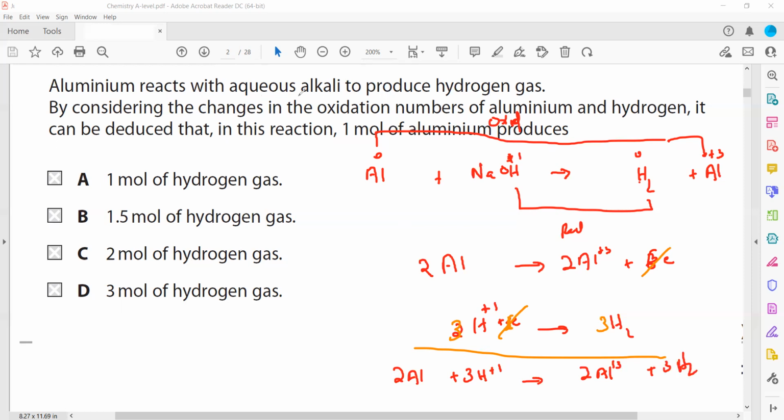In the question they are asking, 1 mole of aluminium produces how many moles. So aluminium to hydrogen gas, what is the ratio? 2 moles of aluminium give 3 moles of hydrogen gas. So the simplest ratio is 2:3. But for 1 mole of aluminium, how many moles of hydrogen gas should be produced? Say X, cross multiply. If 2:3, then it will be 1:1.5. That's why the value of X will be 1.5, or it will produce 1.5 moles of hydrogen gas. Is it clear?